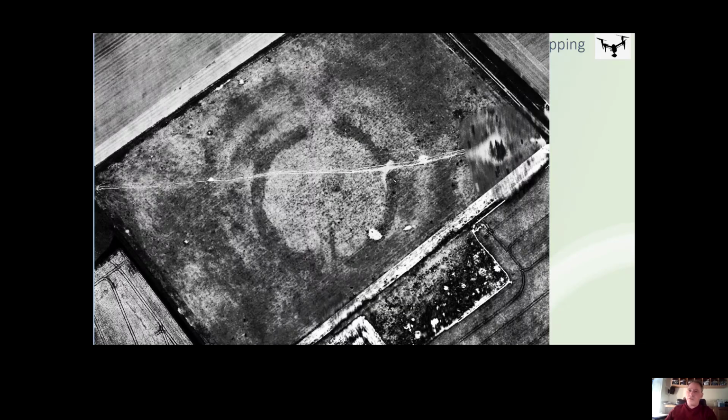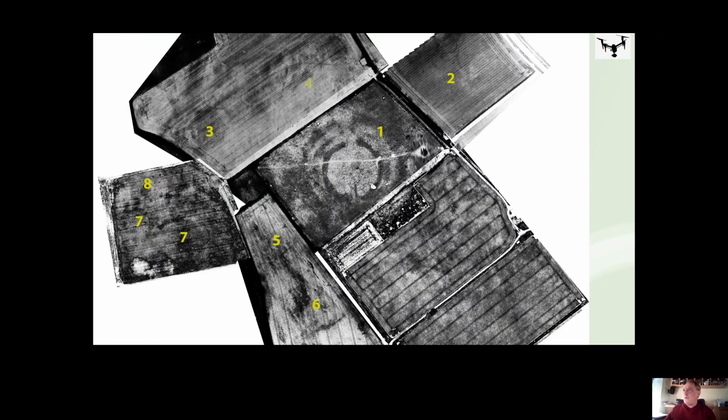Here's number one. This is the henge itself, as I say, 600 meters across, with this lovely causeway feature, showing up beautifully in grass. So this is just grass. Okay, so number two is over here.